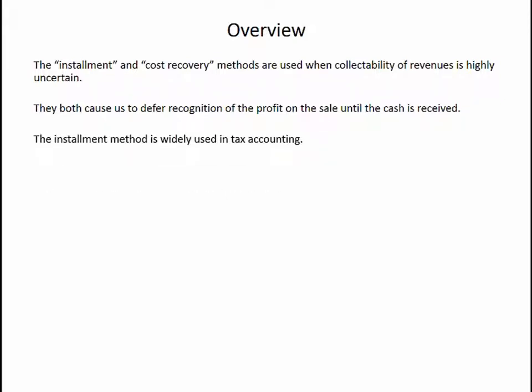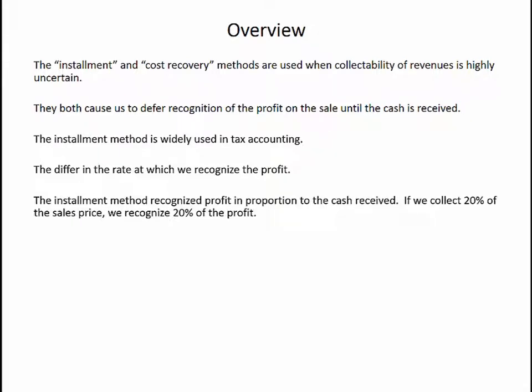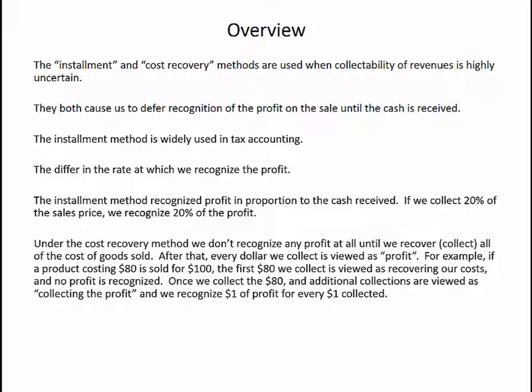The installment method is widely used in tax accounting, so this does have some genuine applications beyond the very narrow financial accounting aspects. And the two methods differ in the rate at which we recognize the profit on the sale. Under the installment method, we recognize the profit in proportion to the cash received. If we collect 20% of the sales price in a given year, we recognize 20% of the profit in that given year. Under the cost recovery method, we don't recognize any profit at all until we recover or collect all of the cost of goods sold. After that, every dollar we collect is viewed as profit.